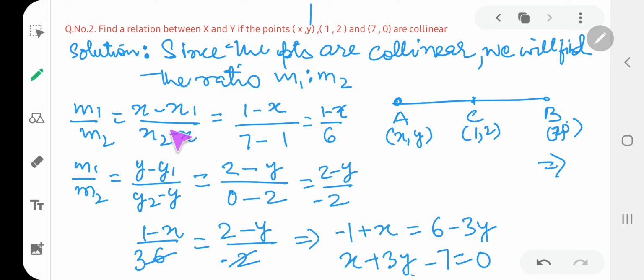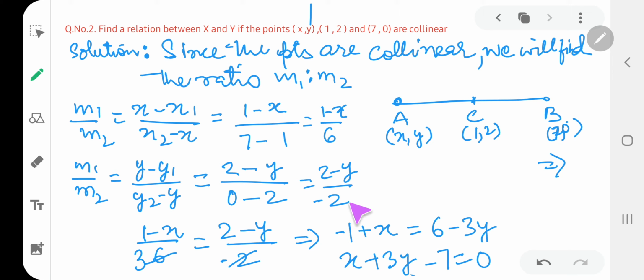So first we will find m1 by m2 using the x's. That is x minus x1 upon x2 minus x, which gives us (1 minus x) divided by (7 minus 1), that means 1 minus x upon 6. Similarly, m1 upon m2 is equal to y minus y1 upon y2 minus y. So here y1 is 2 and y2 is given as 0, so it is (2 minus y) upon (0 minus 2), that is 2 minus y upon minus 2.